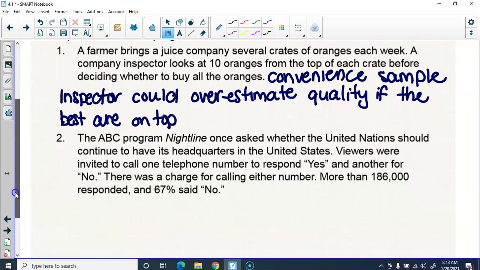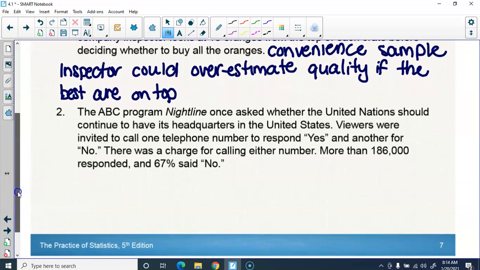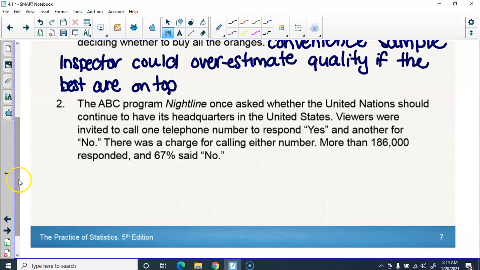All right, number 2, the ABC program Nightline once asked whether the United Nations should continue to have its headquarters in the United States. Viewers were invited to call a telephone number to respond yes, and another to say no. There was a charge for calling either number. More than 186,000 people responded, with 67% of people saying no. Because you were invited to call, that would be the voluntary response.